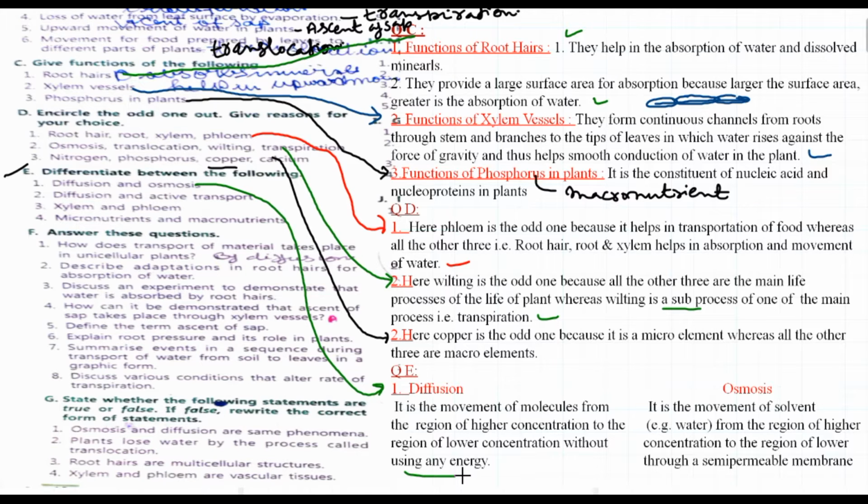And osmosis is the movement of solvent molecules, for example water, which is the universal solvent, from a region of higher concentration to the region of lower concentration through a semi-permeable membrane. Here this is the main difference. Osmosis uses a semi-permeable membrane, diffusion is without a semi-permeable membrane. Now we move on to the next page.